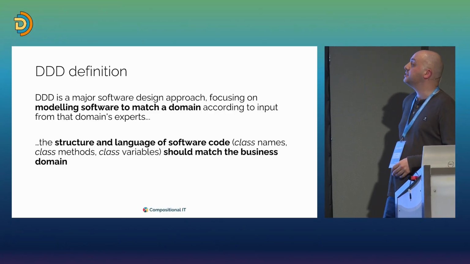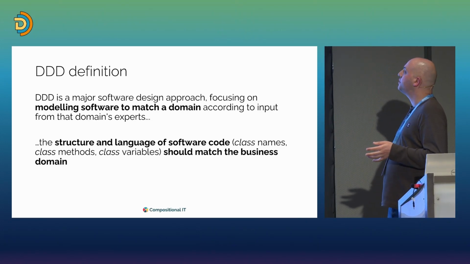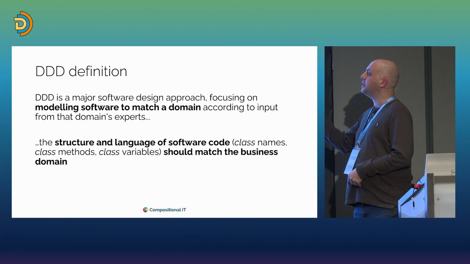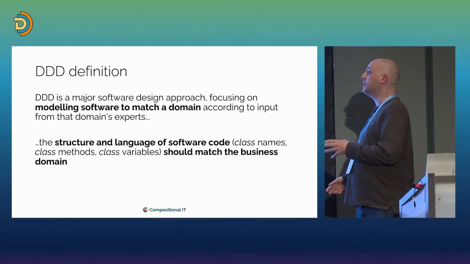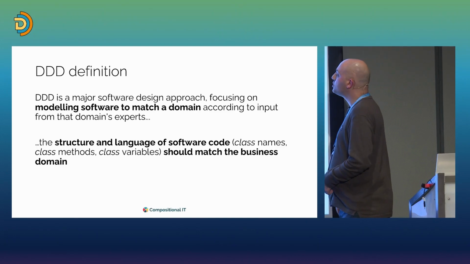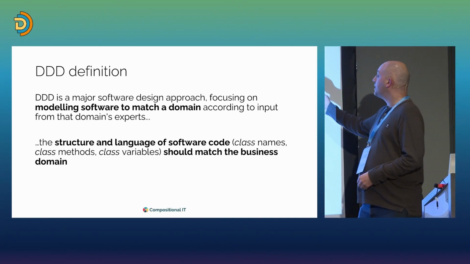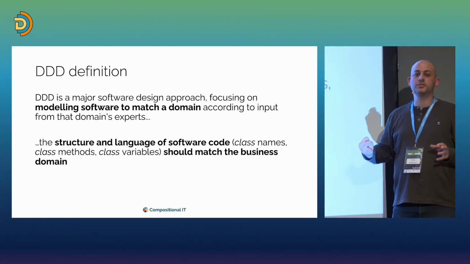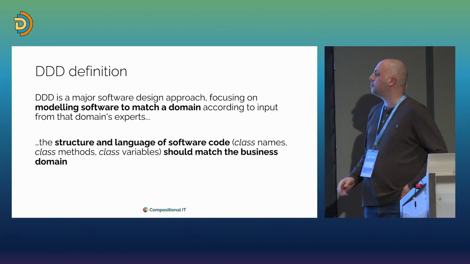So I went on Wikipedia and had a look at the definition of DDD, and this is the first couple of sentences you get. DDD is a major software design approach focusing on modeling software to match a domain, and that's the bit in bold that I highlighted, according to input from that domain's experts. The structure and language of software code should match the business domain. And then it has class names, class methods, class variables. So already I can see there's kind of a slant towards OO. That's fair enough, that's not necessarily a problem.